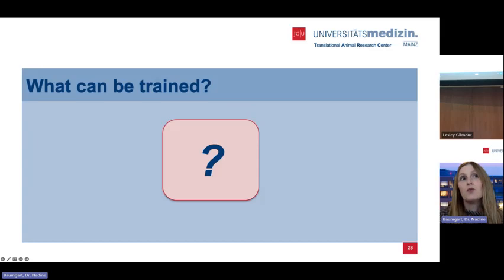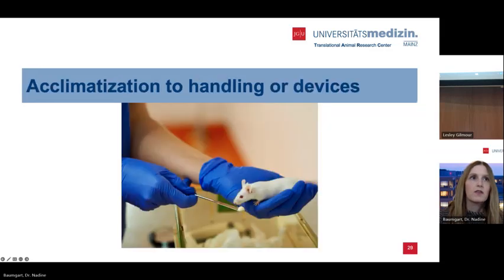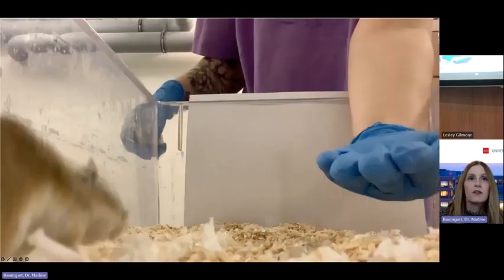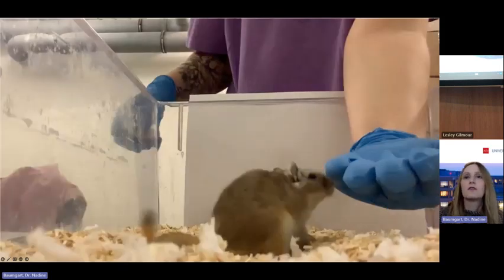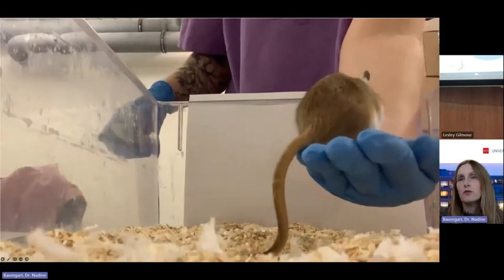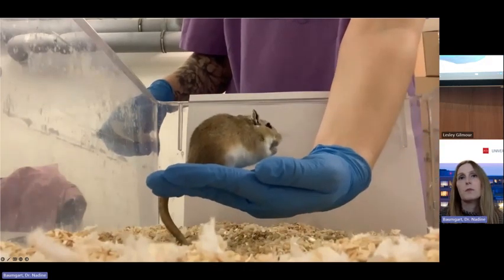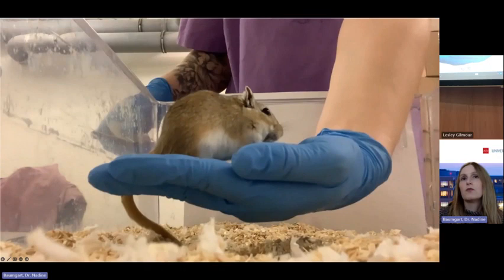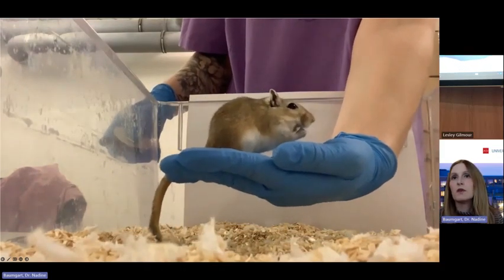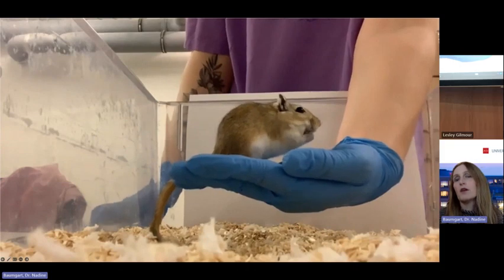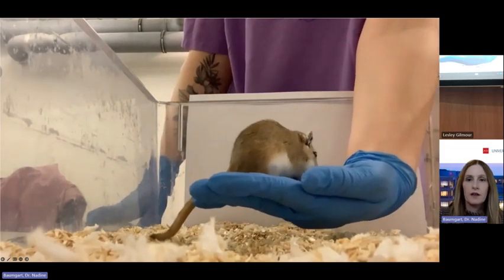What can be trained? Really, the limitations of training are the abilities of the animals. So it can start from really small things, just acclimatization to handling, to devices, getting on a scale, getting IV injections. Here I have a little video where this gerbil was just trained to come to sit on the hand. And this is really at the end of the training, so it already knows what to do. So it's sitting on a hand and just eating the pumpkin seed. And you could do this for just some checking of the animal, make sure it's healthy, and without any stress, you can pick the gerbil up, like here.